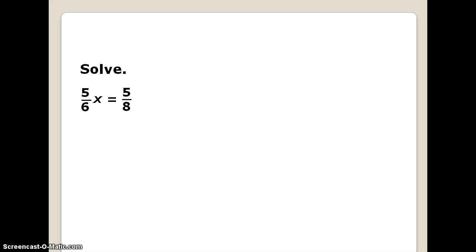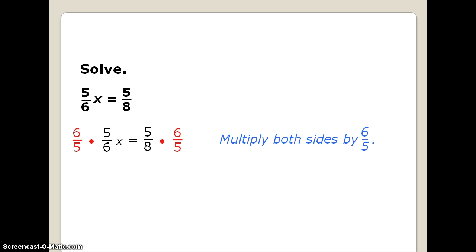(5/6)x equals 5/8. Now this is no different than when we've done integers, where now we have a fraction multiplied by x. What changes is that when we think about multiplying a fraction, the opposite of that would be dividing by a fraction, which we know has its own set of special rules. So what we really are doing is dividing by 5/6, which turns into multiplying by the reciprocal. If we multiply by 6/5, then 6/5 times 5/6 equals 1/1. So when you see a fraction being multiplied, just remember you're going to multiply by the reciprocal.